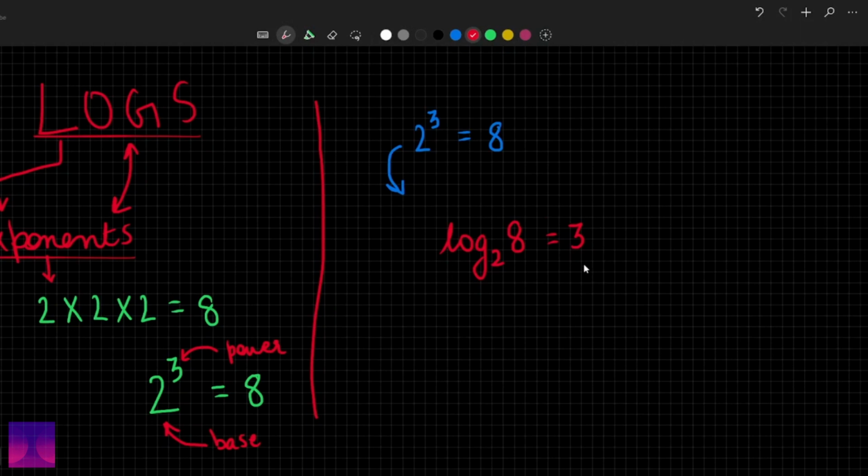So why do we take log in the first place? In this example, we are taking log of 8 with the base of 2. What it means is that we are trying to find how many times 2 has to be multiplied with itself to get 8. We know that 2 has to be multiplied by itself 3 times and we get 8. So 2 into 2 into 2 equals 8.